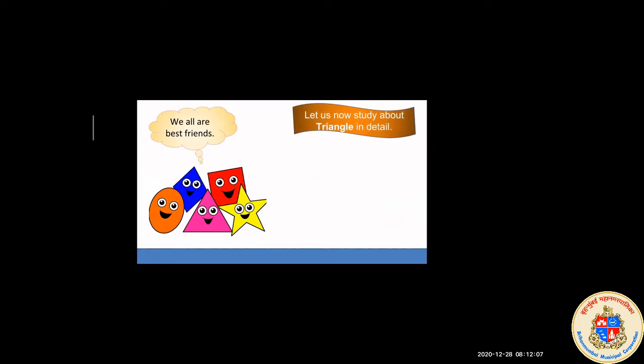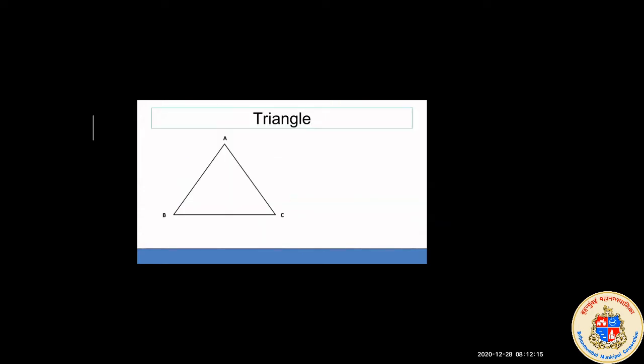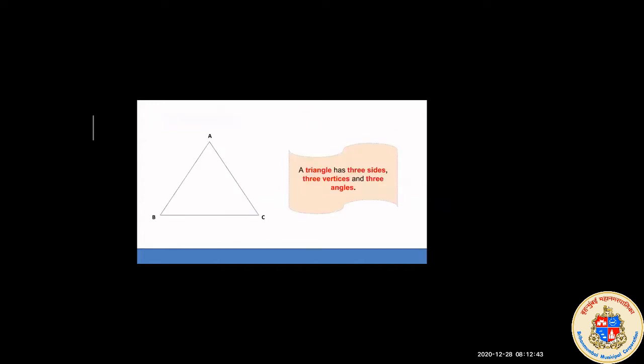Let us now study a triangle in detail. Out of all these, today we are going to study about a triangle. This is triangle ABC. A triangle is a simple closed polygon which is made up of three line segments. The figure which is made up of three segments is called a triangle. This is the definition of a triangle.